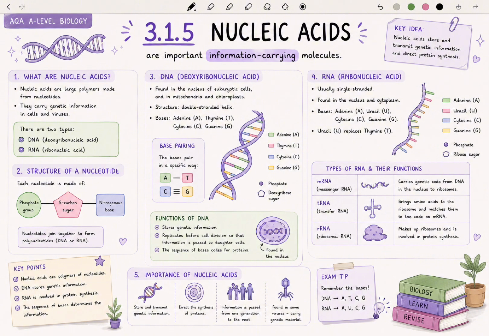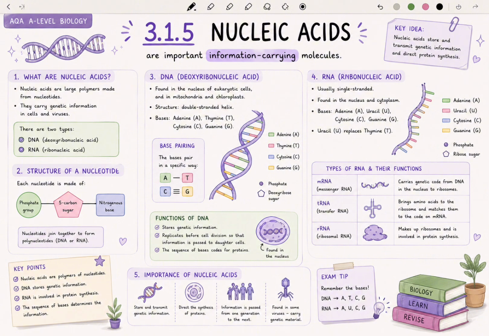Base pairing occurs in a highly specific way. Adenine pairs with thymine and cytosine pairs with guanine. This complementary base pairing is essential because it allows DNA to replicate accurately and preserve genetic information across generations. DNA performs several crucial functions. It stores hereditary information, directs protein synthesis, and ensures genetic continuity during cell division.